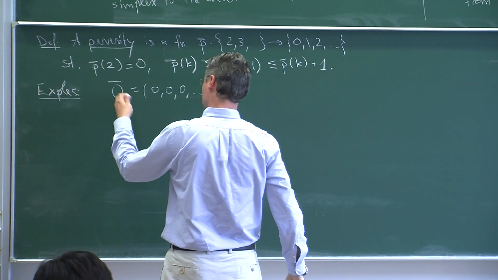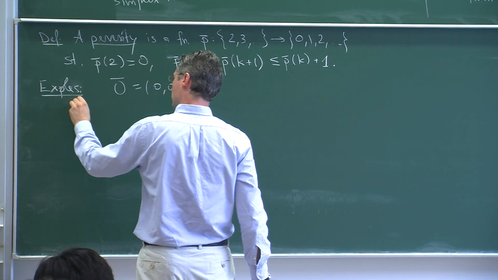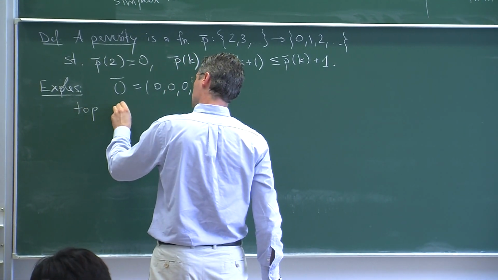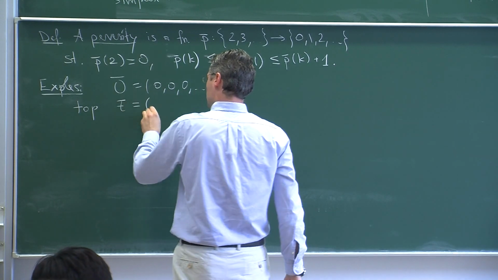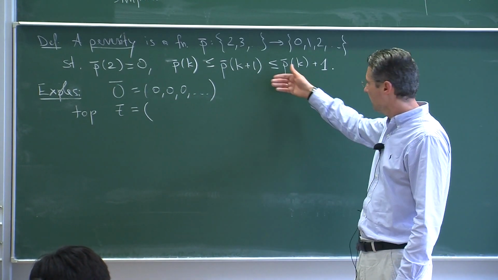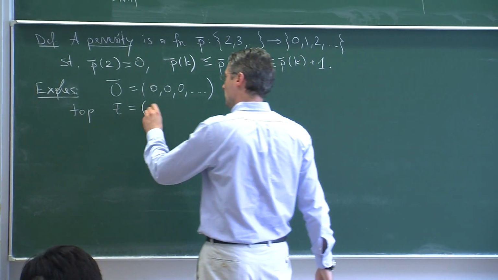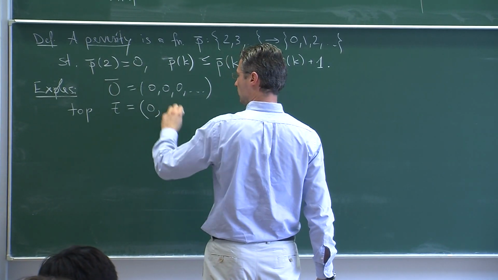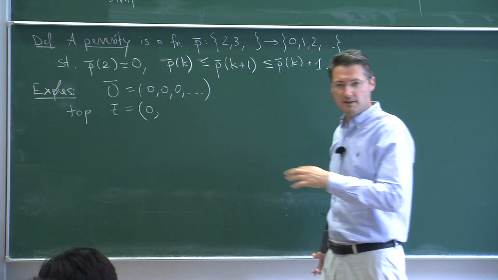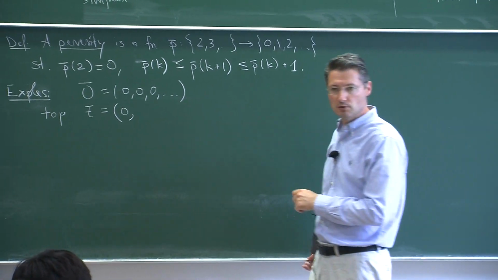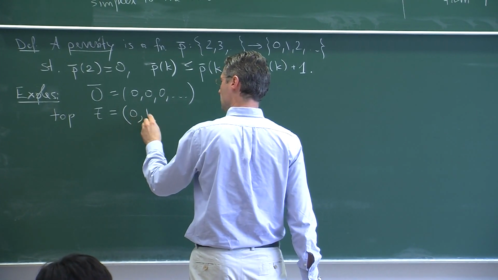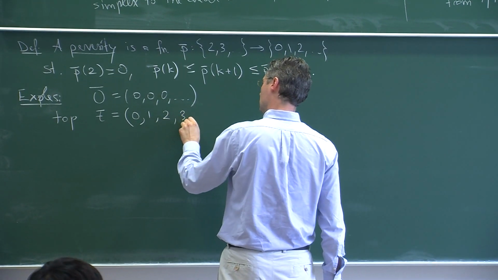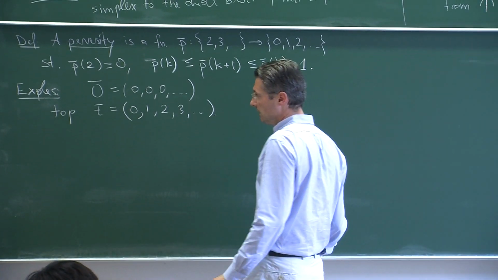Now, on the other hand, at the other extreme, there is something called the top perversity, T, which is the fastest growing sequence allowed under these conditions. To 2, it must assign 0, that's prescribed, but then the fastest it can grow is at each step it increases by 1. So the sequence is 0, 1, 2, 3, and so on. That's called the top perversity.